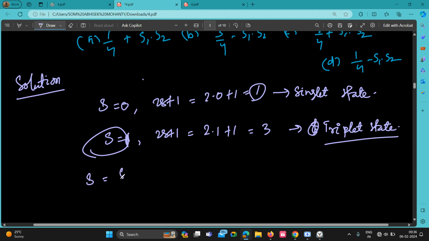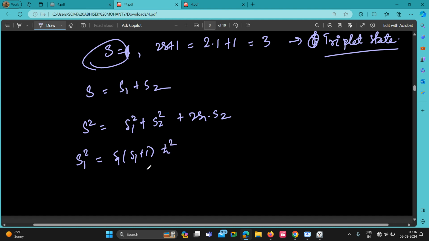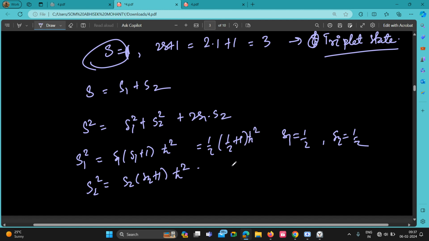Now S is given as S1 plus S2. So S square will be S1 square plus S2 square plus 2 S1 dot S2. S1 square is S1 into S1 plus 1, h cut square, and S2 square is S2 into S2 plus 1, h cut square. These are two electrons, and the spin of an electron is half, so S1 is half and S2 is half. Half into half plus 1 h cut square is equal to 3 by 4 h cut square. This one is also 3 by 4 h cut square. So just put it here. Okay, so S square is equal to what?